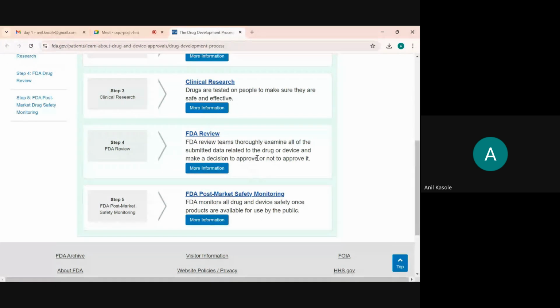So it is not only that we need to get the approval. Once approval is there, the company needs to start making those products commercially, and that will be continuously monitored by the FDA.